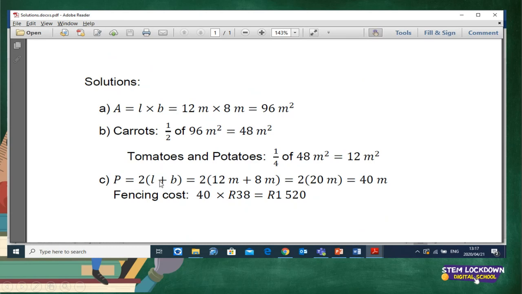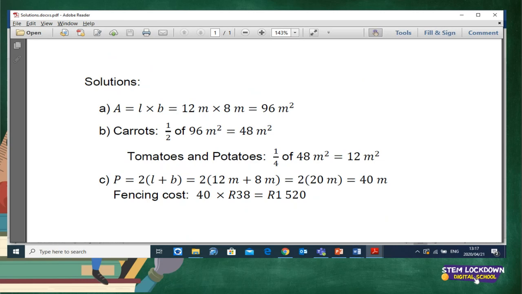So basically, this will be the formula, and of course you substitute. Your length is 12 and your breadth is 8. So obviously 12 plus 8 gives you 20, and that is why you've got 20 there. And of course, if you multiply 20 by 2, you get 40 meters. So in other words, your fencing or your perimeter will be 40 meters.